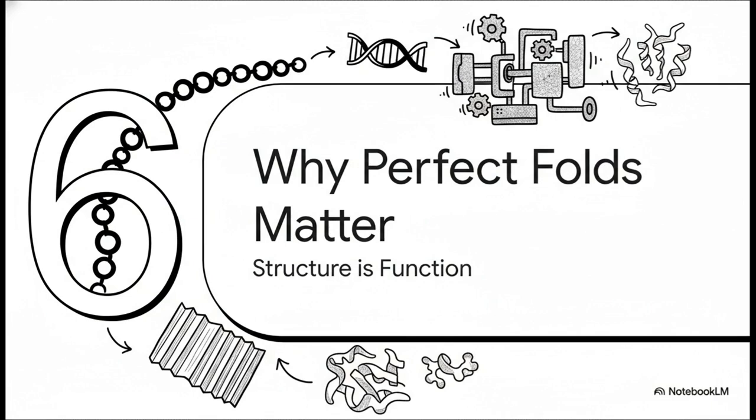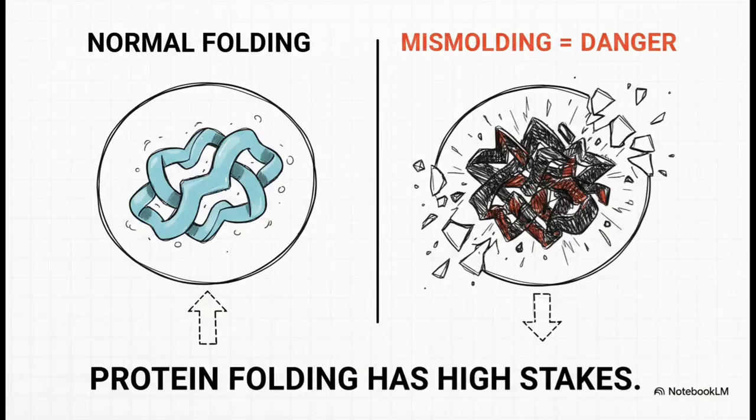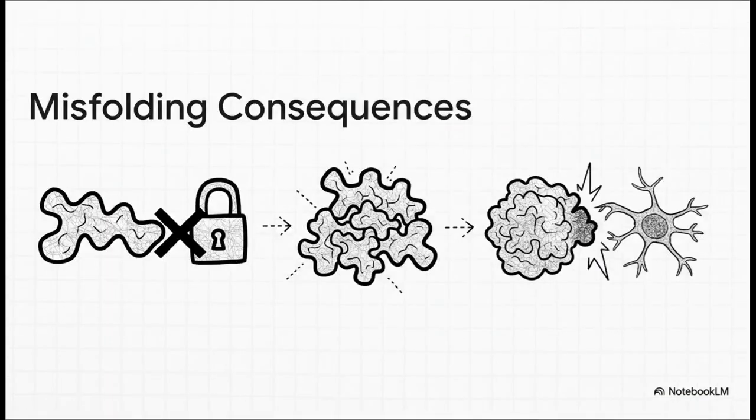But why is it so incredibly important that this whole architectural process goes exactly right every single time? Because the stakes are incredibly high. A protein that doesn't fold correctly isn't just useless, it can be actively dangerous, even toxic to the cell. You see, when a protein misfolds, it obviously can't do its job. But what's even worse is that these misshapen proteins can get, well, sticky. They start clumping together into these toxic clumps called aggregates. And these clumps are directly tied to devastating neurodegenerative diseases like Alzheimer's and Parkinson's.